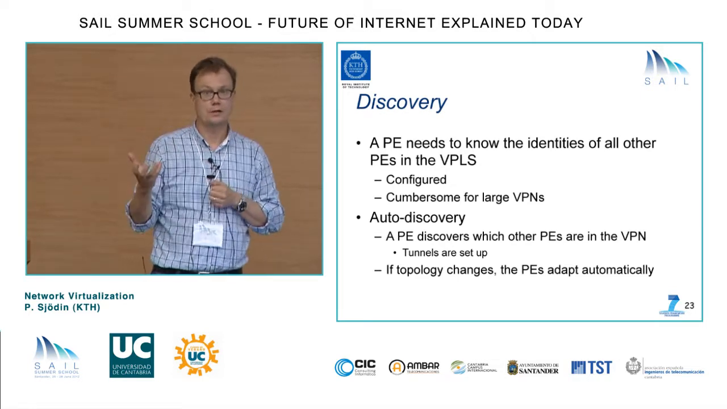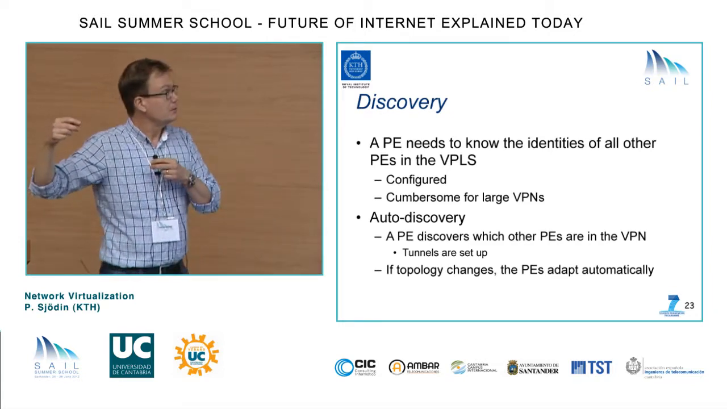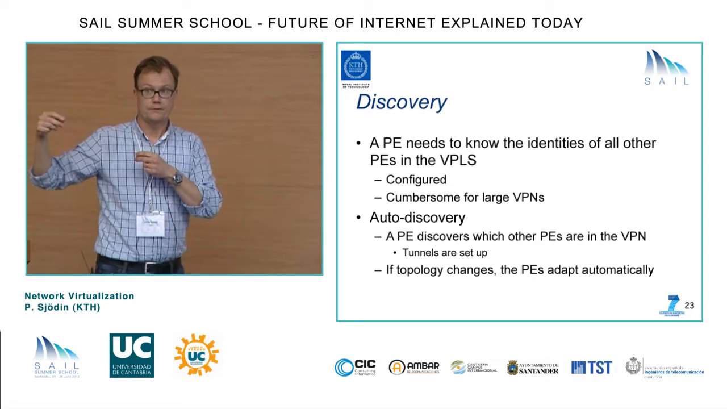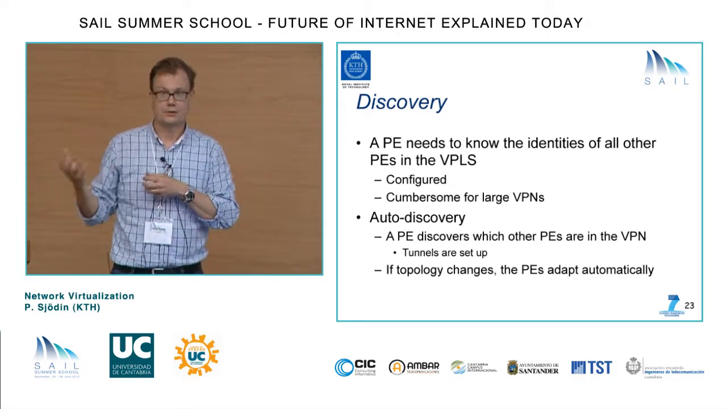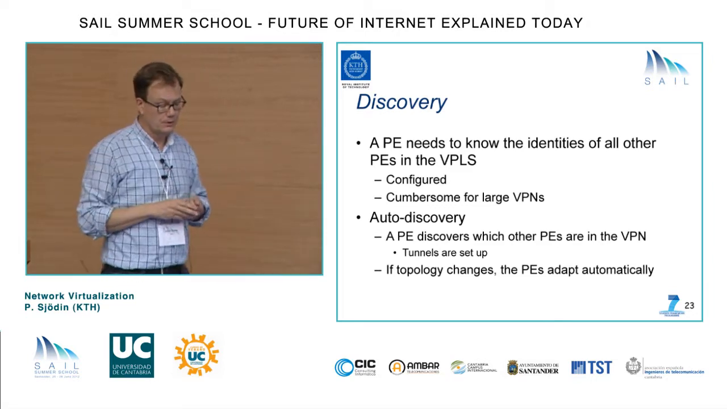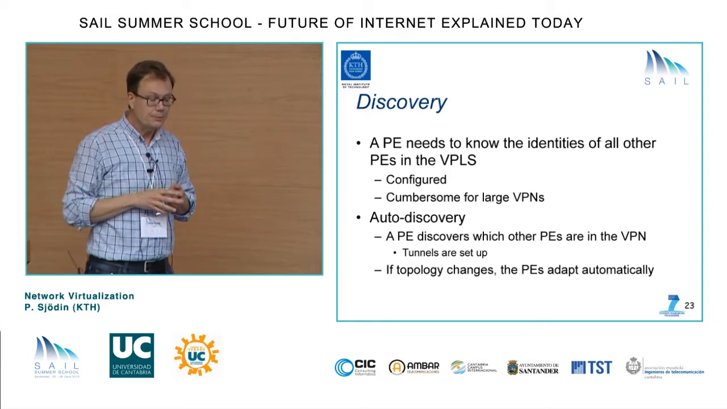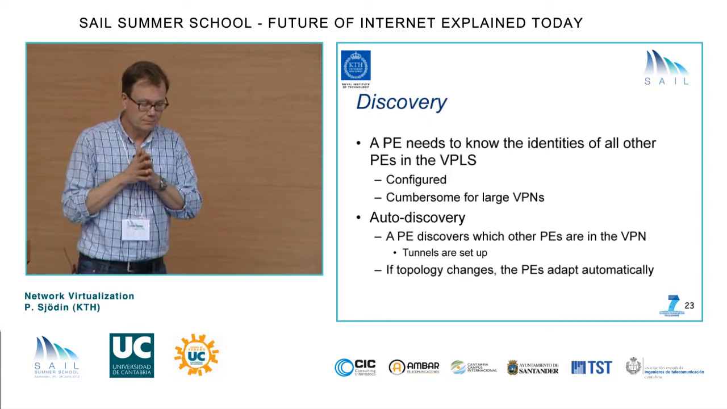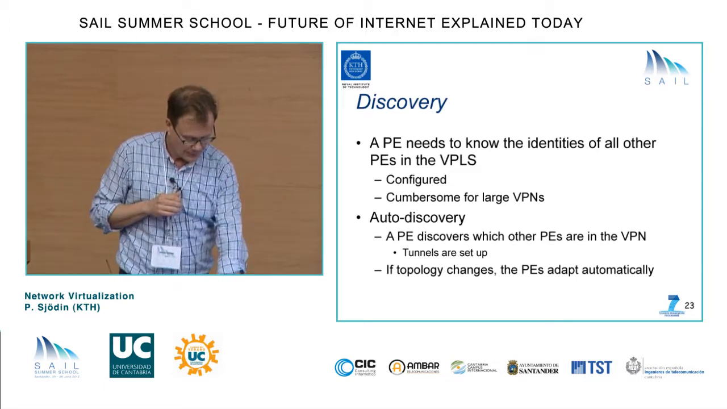So figure out the routing, setting up the tunnels between them, and of course we also like it to be dynamic. So if something changes, then the PEs should be updated automatically, and this distribution should be propagated between all the sites, all the PEs in the provider network. Okay, so how do we do that?